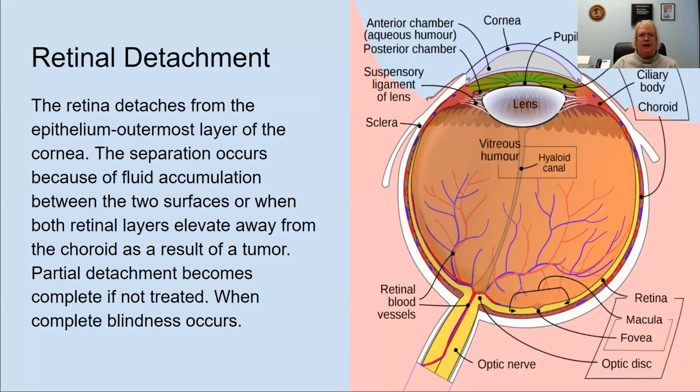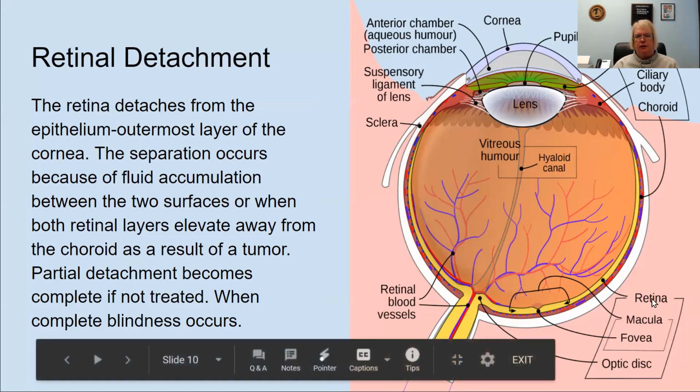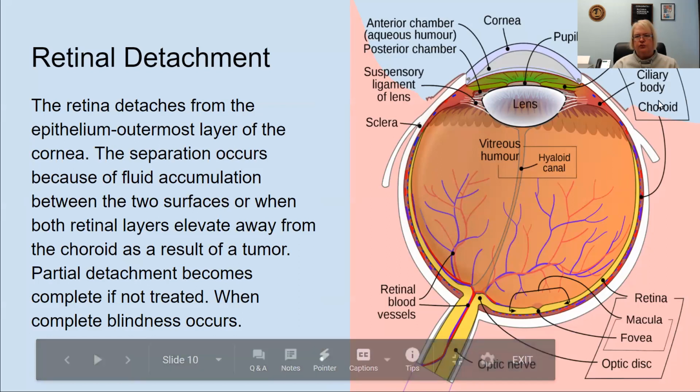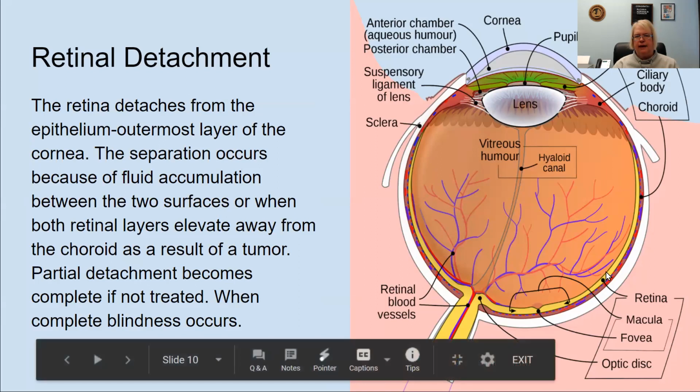All right, so retinal detachment. This one's a little bit more intricate as to what's going on. The retina, let's find it in the picture here. The retina is here, it's the yellow, okay?